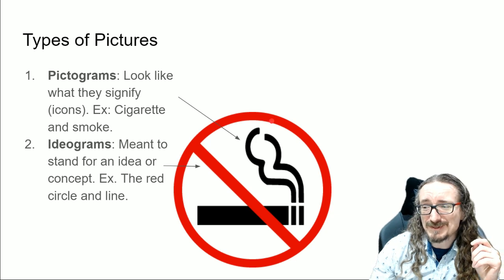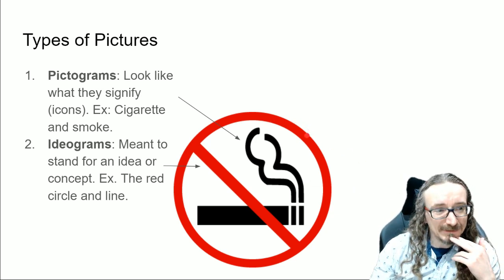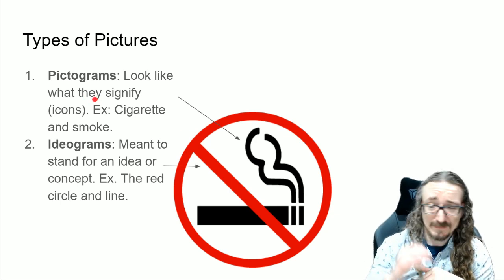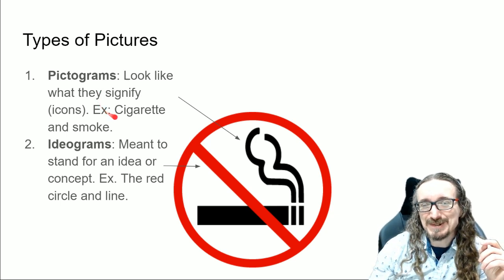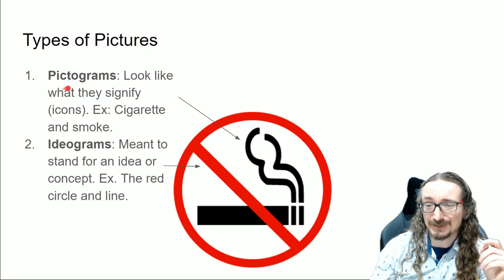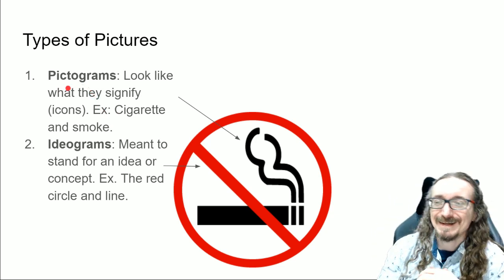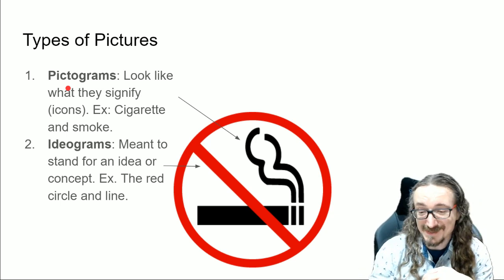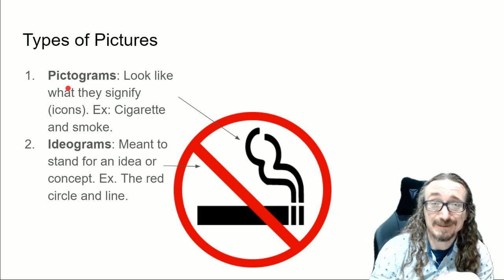All right, a little bit more terminology here. We've got pictograms and ideograms. When I think, what is the difference between a pictogram and an ideogram? I just say, think about the way the word sounds. Picto, picture, right? A picture looks like something. You take a picture, and unless there's something really freaky going on with the way that film is developed, or the digital processing on your camera, it's going to look like the thing you took a picture of.